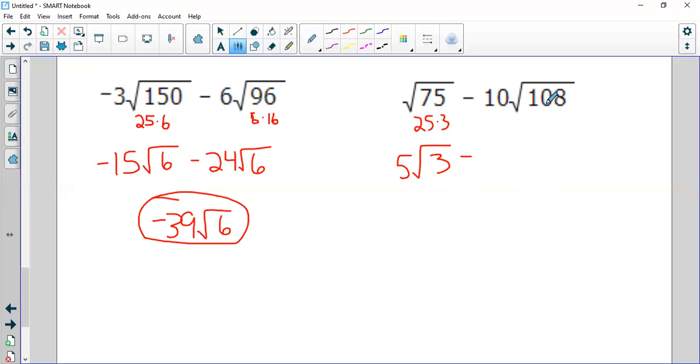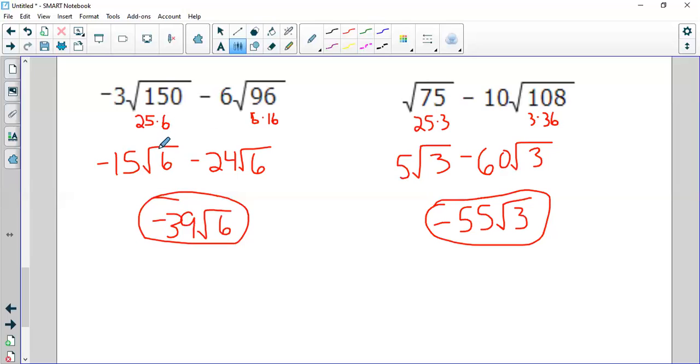Minus. Now I know I'm trying to get a 3 in here. So I'm going to break that down into a 3 times whatever its factor pair is. And 3 goes into 108 36 times, and look at that, 36, there's my perfect square to factor out. So 36, square root out, is 6, times the 10 that's there is 60 radical 3. And then subtract those coefficients, 5 minus 60, negative 55 radical 3. Remember, don't change the radical when you add or subtract.